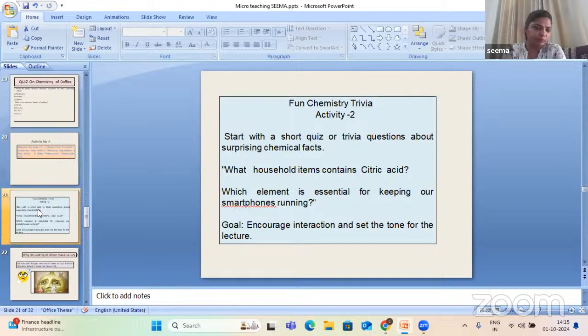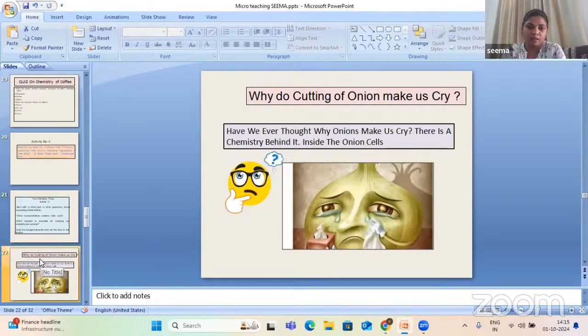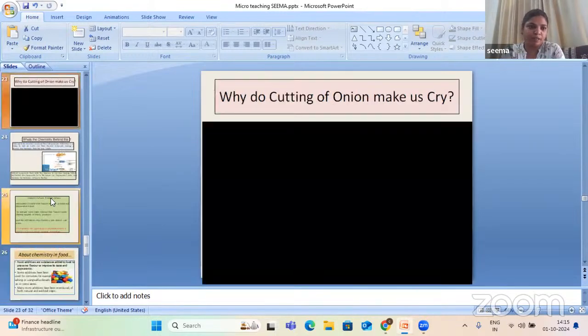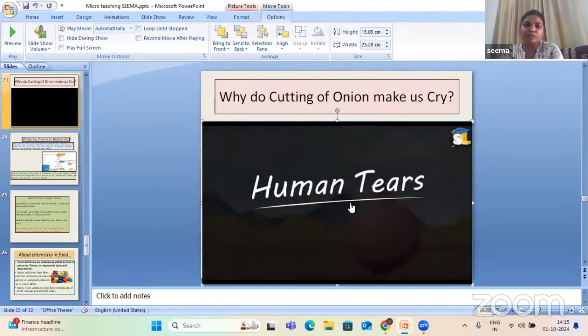Then I'm using this to create some curiosity in the mind of the student. I'm giving some fun chemistry, like which household items contain citric acid. This increases the interaction of the students and sets the tone for the lectures. And this is the next bullet question now. And here I'm using some animated videos.